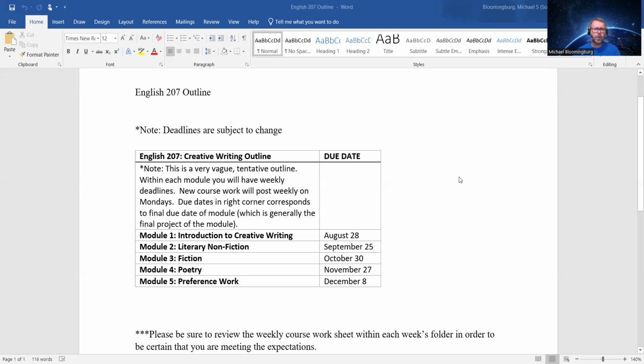But you could see sort of what we're looking at in terms of ending each module. August 28th for Module 1, September 25th, Module 2. And there's generally, with the exception of the first module, beginning in Module 2, you'll have that work associated with each module due on that particular day. So you'll see the literary nonfiction, September 25th, fiction, October 30th, poetry, November 27th, and your preference work will be December 8th. Again, this is tentative. And you'll want to make sure that you follow according to the module that's open and available.